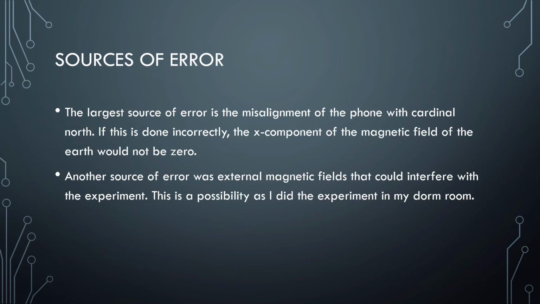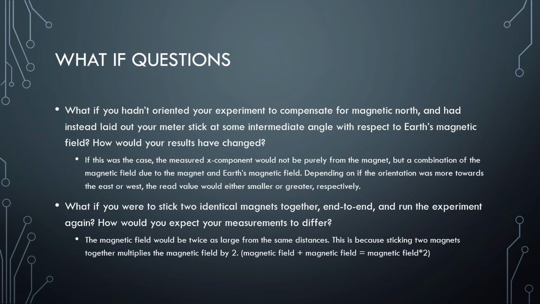Sources of error. The largest source of error was misalignment of the phone with the cardinal north. If this is done incorrectly, the x component of the magnetic field would not be 0. Another source of error was magnetic fields that could interfere with the experiment. This is a possibility as I did the experiment in my dorm room.